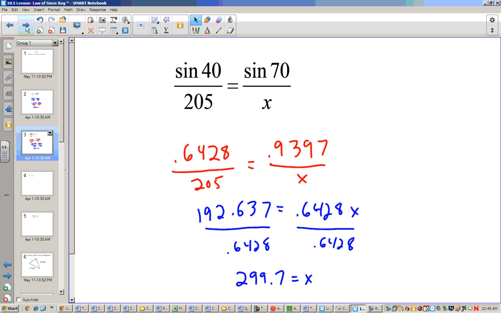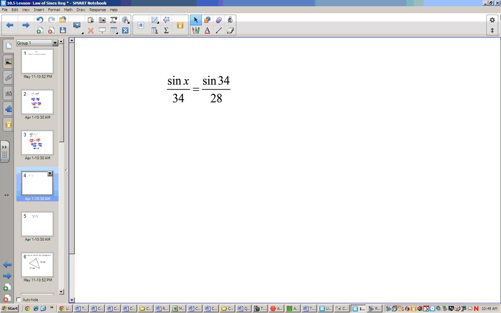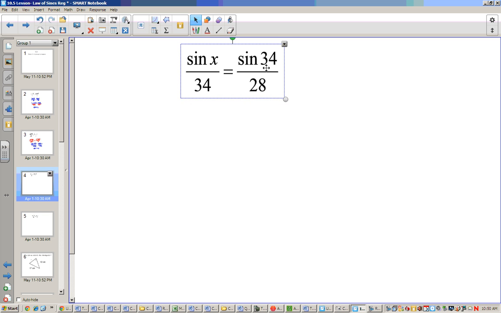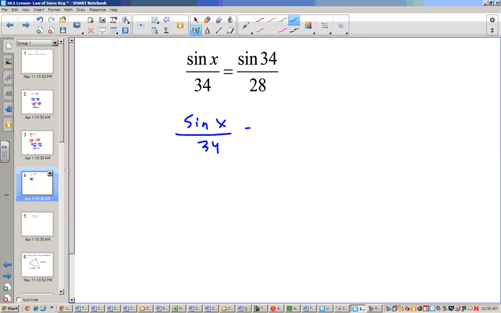Now there's a different type of problem, like this one. Sine of x over 34 is equal to the sine of 34 over 28. Now what we'll need to do here is we can't convert this right away. So what we'll do is convert the one that we can. We'll write the left side the same, and this sine of 34 becomes 0.55919, or 2.